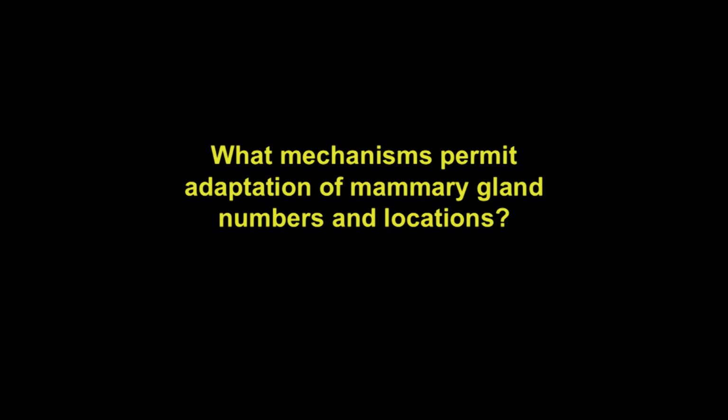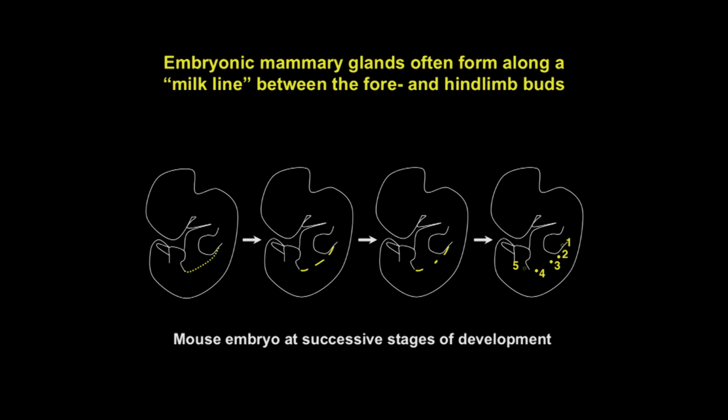So what are the mechanisms that may have permitted this adaptation of mammary gland numbers and locations to fit the needs of these species? So in many mammals, the embryonic mammary glands actually form along a line between the fore and hind limb buds in the embryo, and this is known as the milk line or mammary line, and it gradually becomes fragmented, resulting in the formation of mammary buds. And this is diagrammed for a mouse embryo.